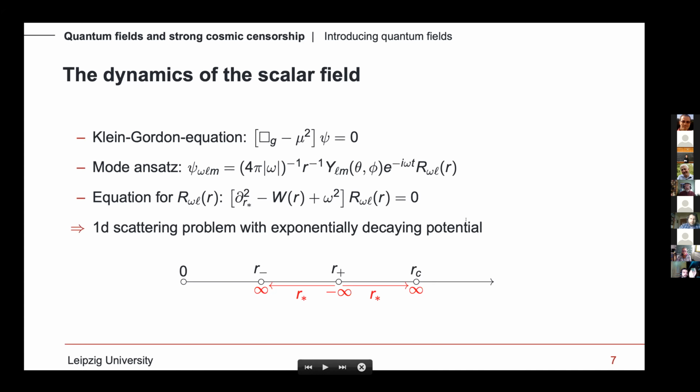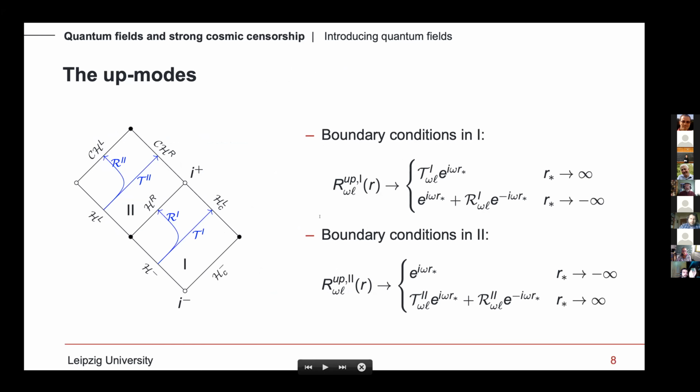So we would expect to find solutions that asymptotically in r_* behave as free waves. And one kind of these solutions are exactly the up modes, namely the ones that originate from the event horizon. There are two sets, one in region 1 and one in region 2. And after coming from here, they can be either scattered off the gravitational potential, or they can be transmitted. And note that in region 2, our r_* coordinate actually goes upwards, so that both the transmitted and the scattered term appear for r_* to infinity.